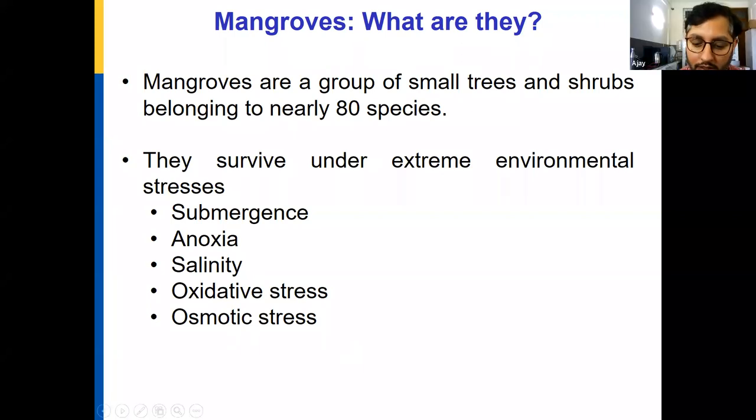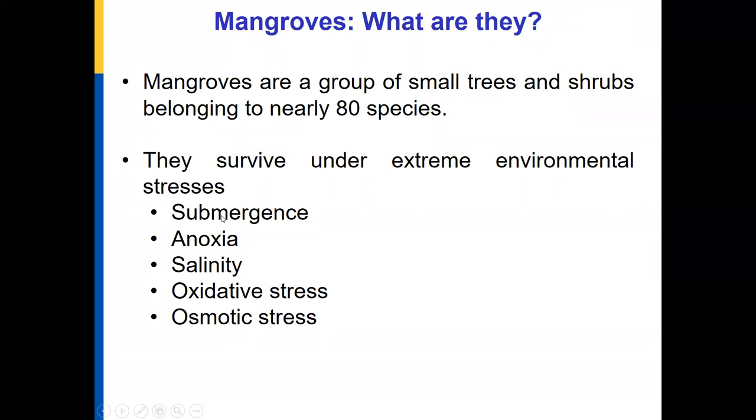Sometimes you see that a particular plant is tolerant to one kind of stress, like submergence stress, or some plants may be tolerant to anoxia, or there are certain plants which are tolerant to salinity stress or oxidative stress. But these plants are unique in the sense that all these stresses are together influencing them, and they have to survive against all these stresses at the same time.